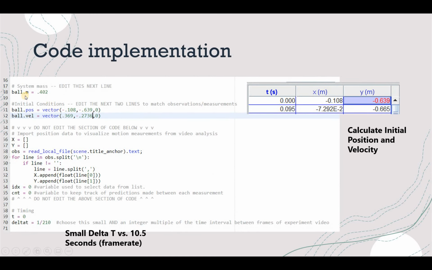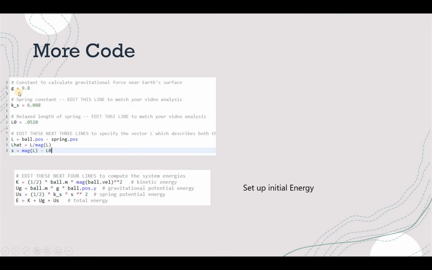So this is our code. I changed the mass to 0.42. Our starting position is over here. When I start on the tracker, our initial velocity will be the change in distance between the first two measurements divided by time. And then we're going to use a small delta t, because we have to have a smaller time than the 10.5 seconds. Then we're going to set gravity, the spring constant, which we saw, and the relaxed length that we also saw. And L is going to be our change in length, which is going to be the position of the ball minus the position of the spring.